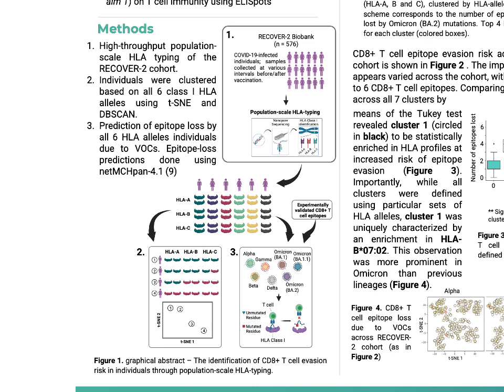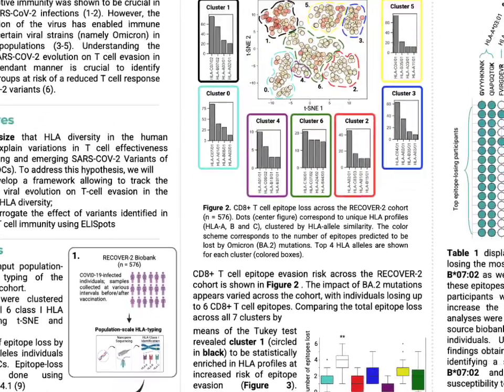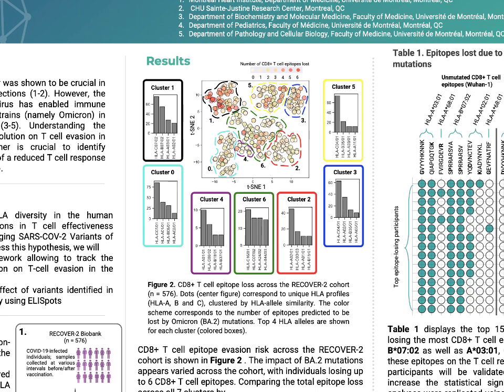This leads us to our first result figure, where we can observe the predicted T-cell evasion across the biobank. Although we did this analysis for many variants, here we're showing the results in the context of Omicron. In this figure, every dot corresponds to a unique HLA profile from our cohort, and the distance between the dots corresponds to how similar their HLA profiles are. As you can see, we were able to cluster our cohort into 6 different clusters, each cluster defined by its own particular set of HLA alleles, as seen in the boxes here.